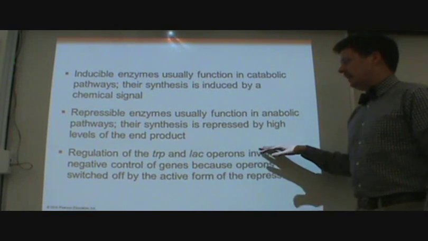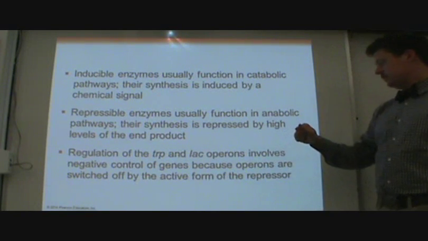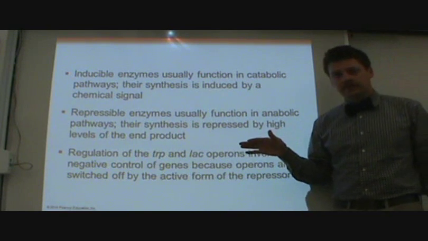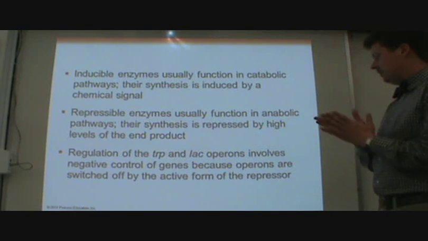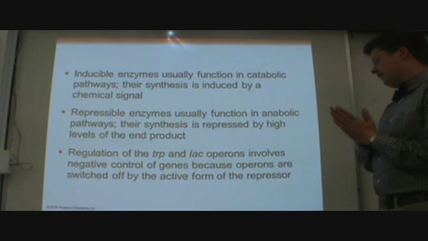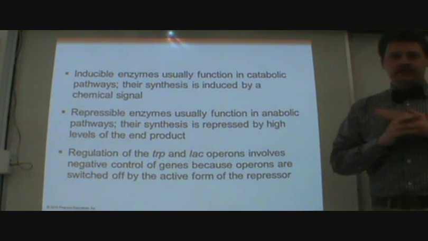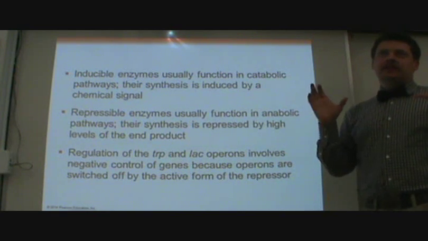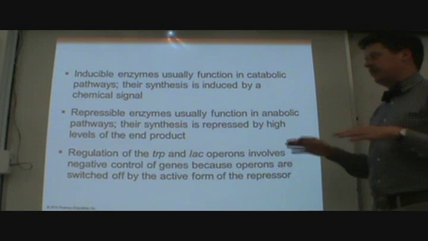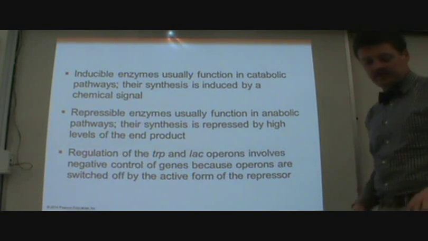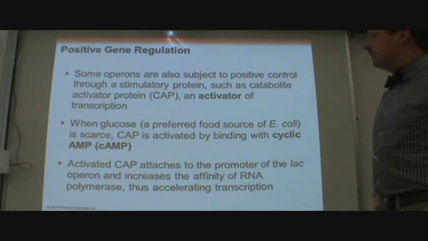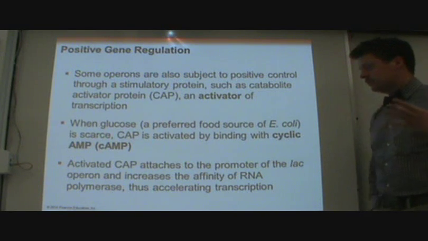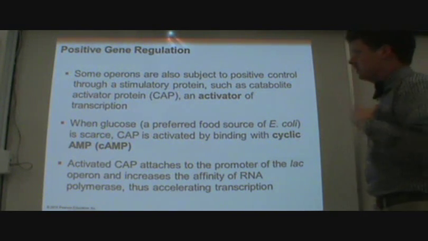Okay, and so both of these are negative control. They involve turning those genes off, okay, by the active form of the repressor. So when the repressor is active, it's turning the genes off. That makes these negative controls. And there is also positive gene regulation.